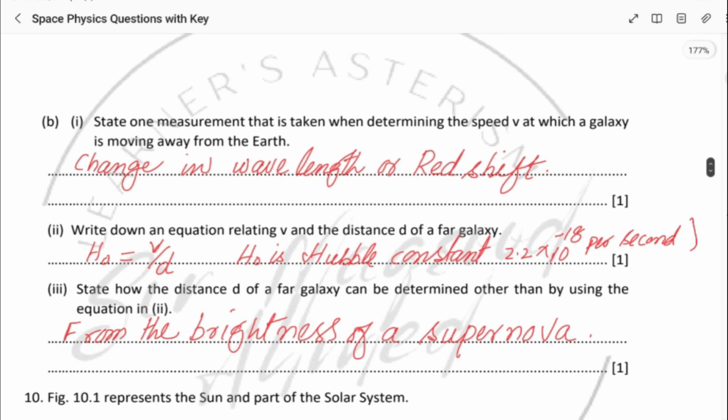Now the part B: state one measurement that is taken when determining the speed v at which the galaxy is moving away from the Earth.